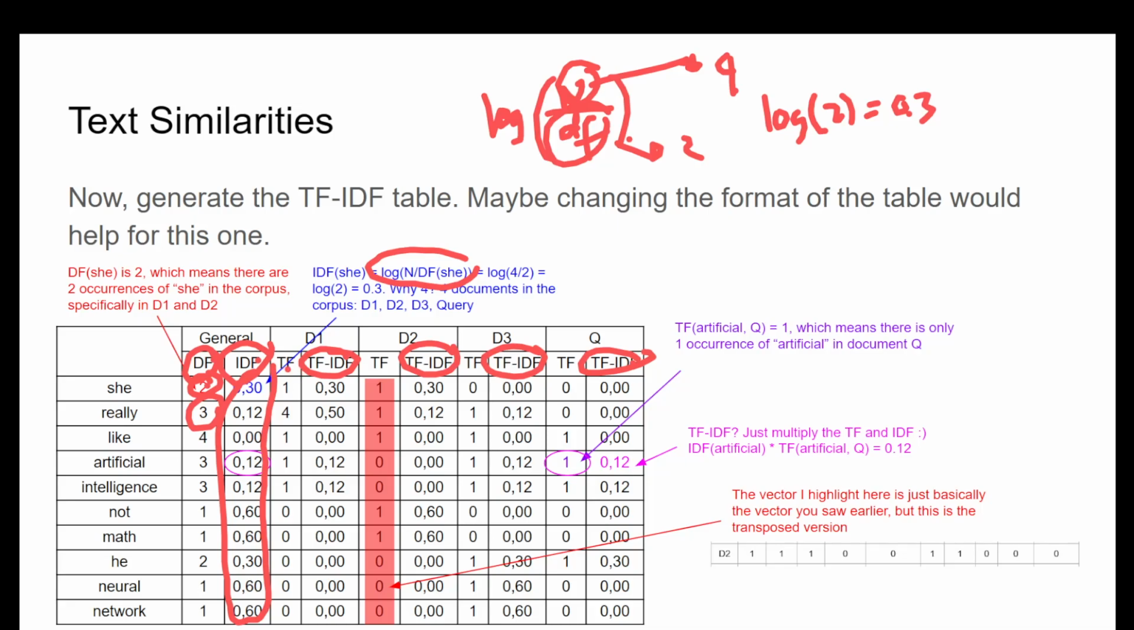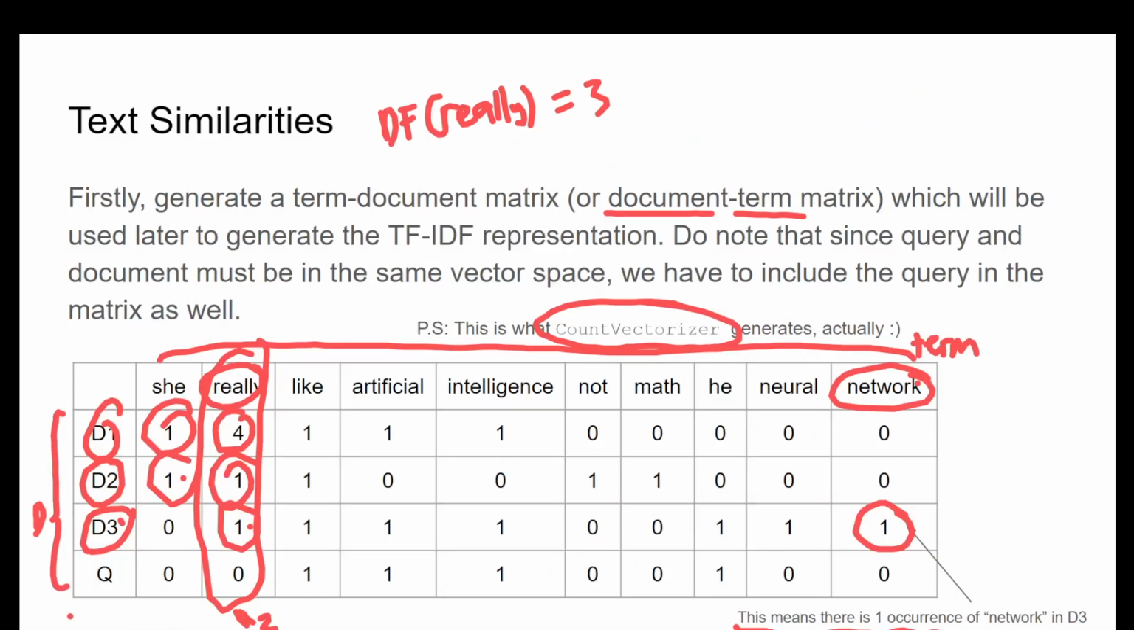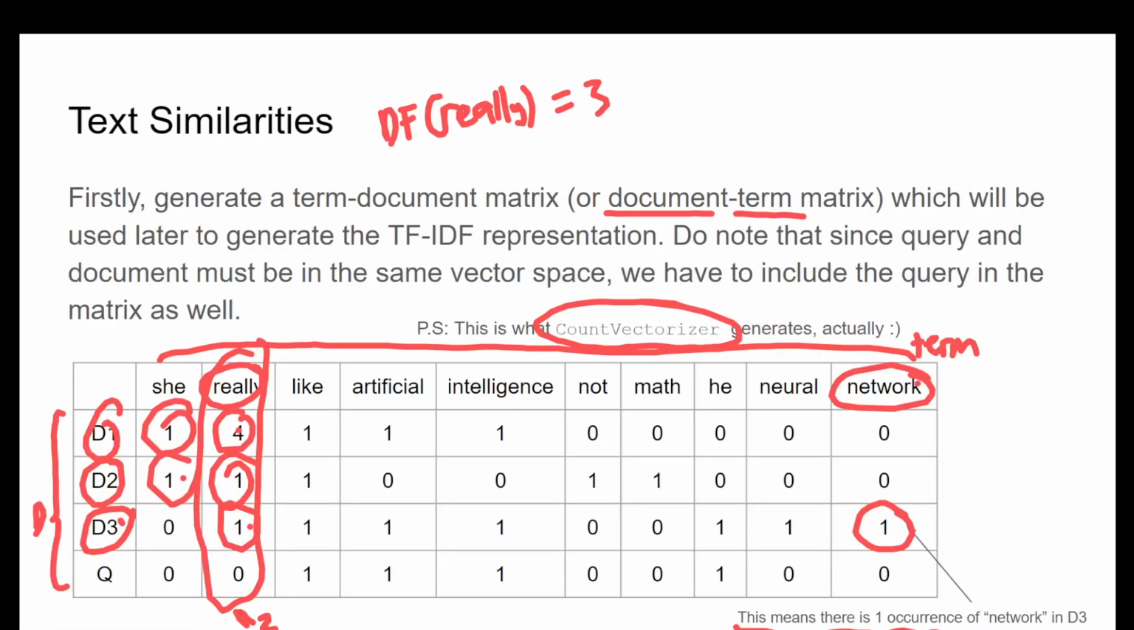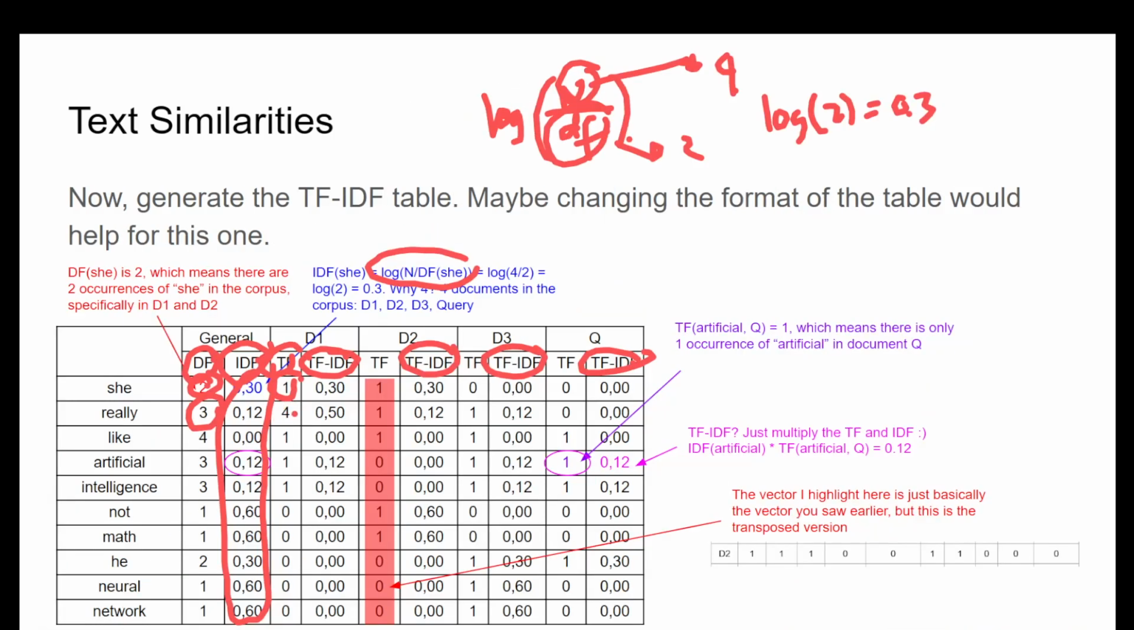Basically, only the TF takes the occurrences of each word in a document into account. So we don't consider that in DF, like I've told you before. The TF is basically the number of occurrences of a certain word in a certain document. For example, if we take a look at this one, TF of D1 and "she" is equal to 1, because there's only one occurrence of "she" in D1. How about "really"? We got 4, so we have to put this 4.